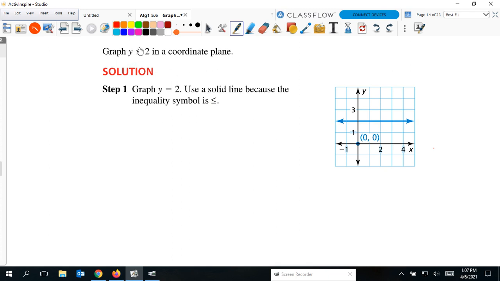0 is less than 2. Yes, okay, that is true. So that means you would shade this side down here where your test point was true. But if that was false, then you'd shade the opposite side. So you can't always do that. But here's kind of what I do.